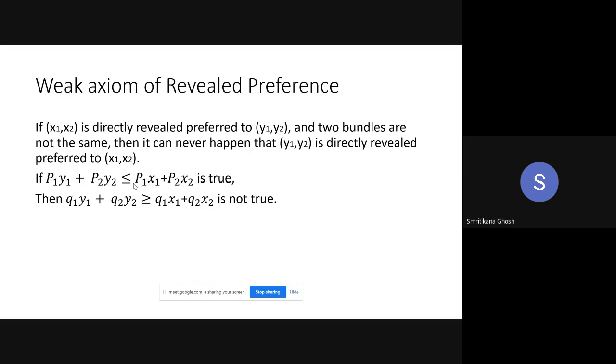No, in that case, the second inequality may be true. Hmm. The second inequality may be true because it is directly revealed preferred. No, I'm sorry. Then also it is not true because look, it is less than or equal to. So if it is less than, the second inequality is false. If it is equal to, still the second inequality is false, because both options are there, less than and equal to.